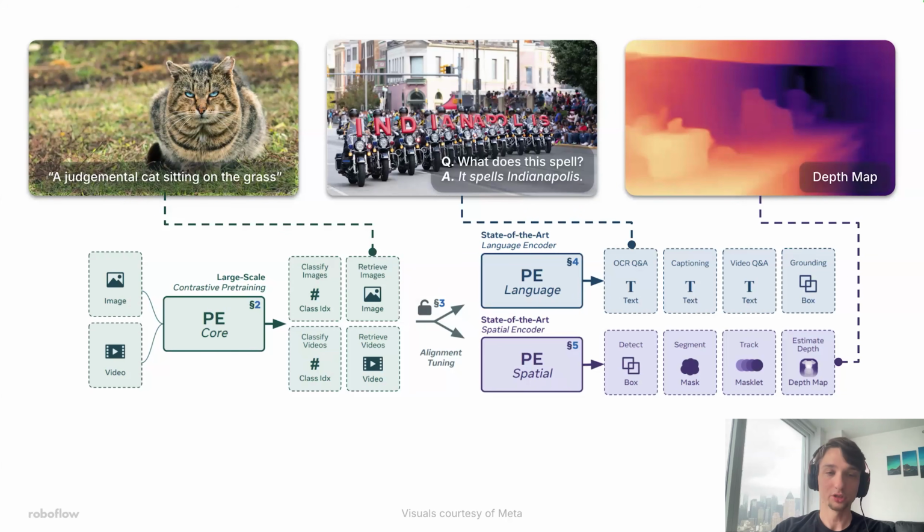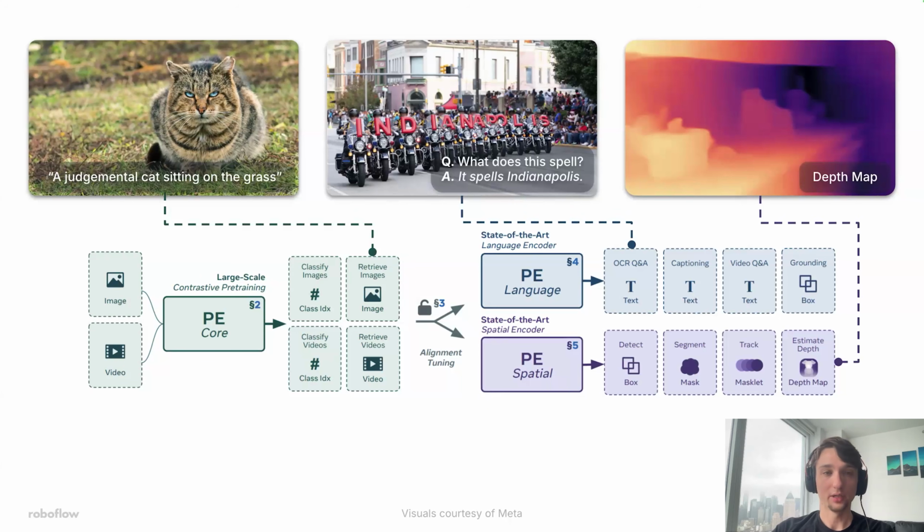But there's also two additional models that we won't be covering today, but that can be used as components in downstream machine learning architectures. For instance, PE language works very, very well on language modeling tasks. So if you're building a language model and need a vision encoder for that language model, PE language is a very good choice for that. So that would be tasks like OCR Q&A, like trying to figure out what these bikers are holding up, what that spells. So in this case, it would be Indianapolis.